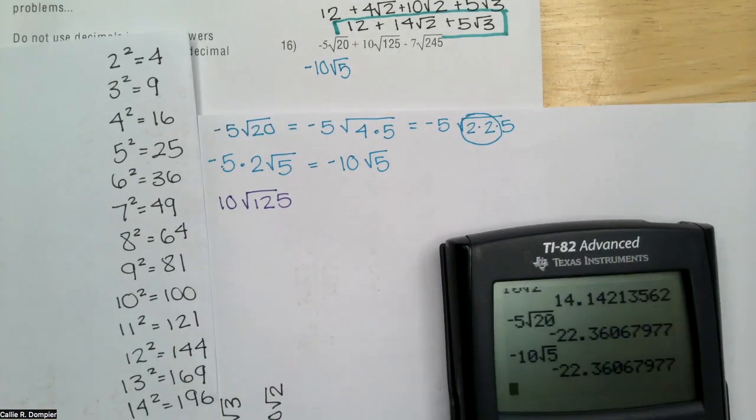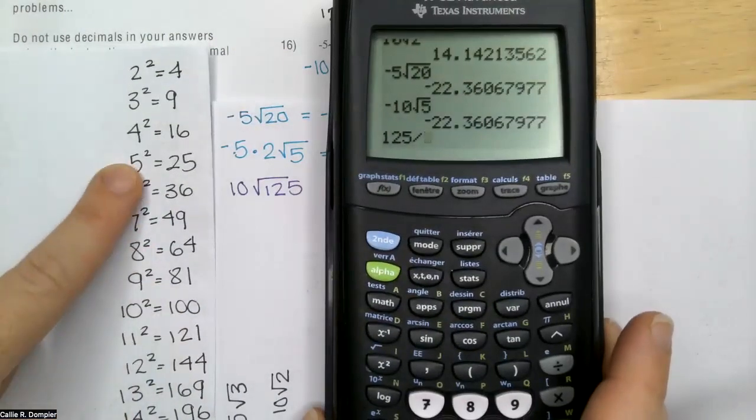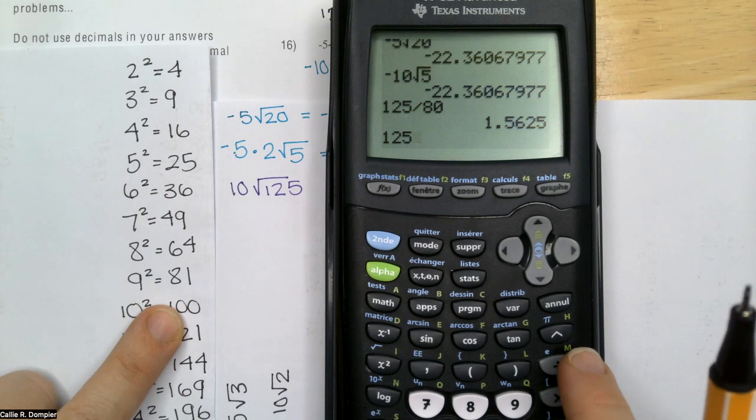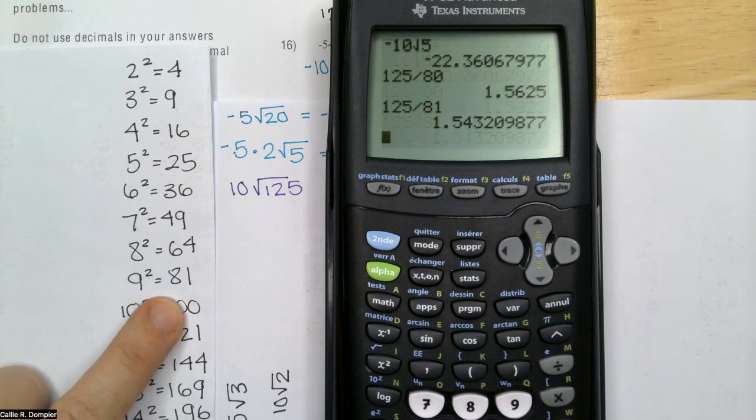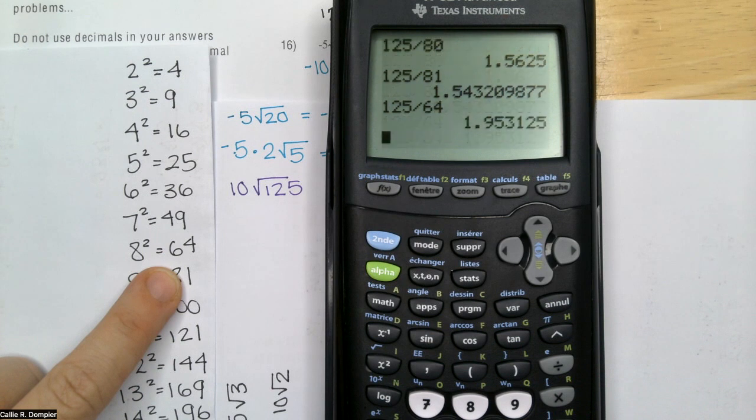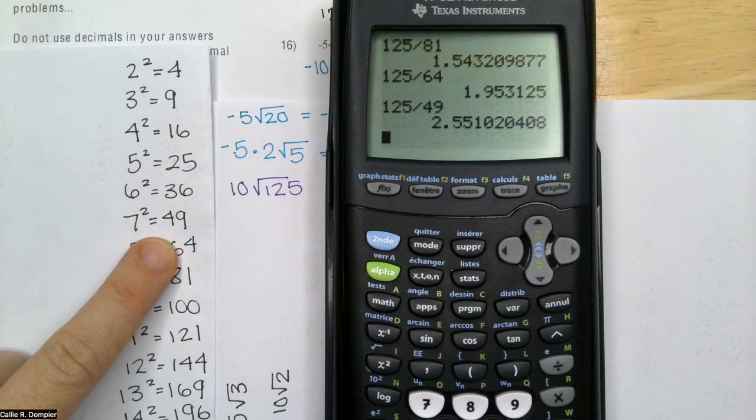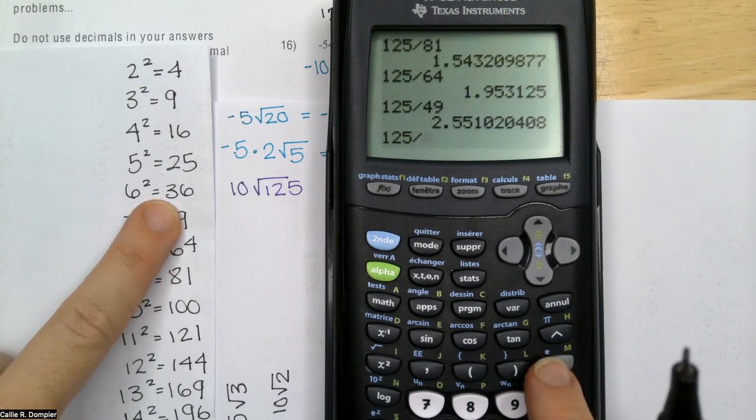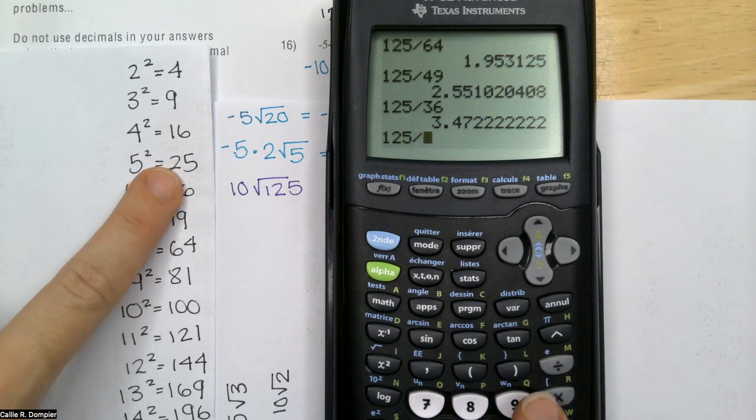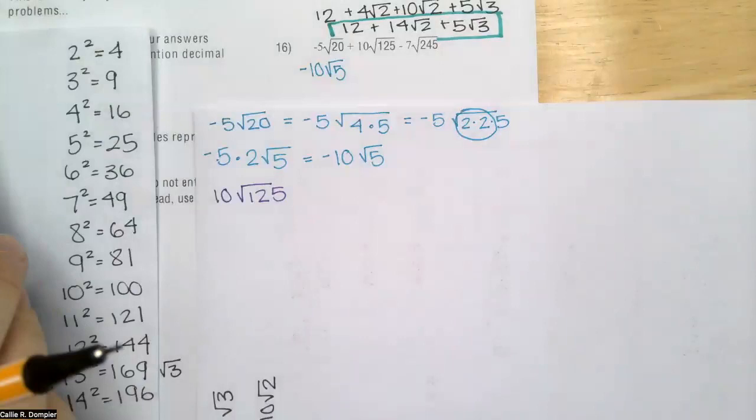All right, 125 divided by, you can go straight to 25 if you want. 81. Oops. 125 divided by 81. No. 64. No. 49, no, 36, 25. It's 5 times 25.